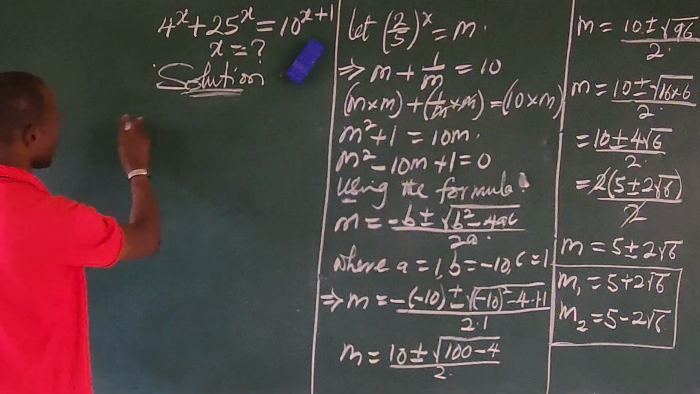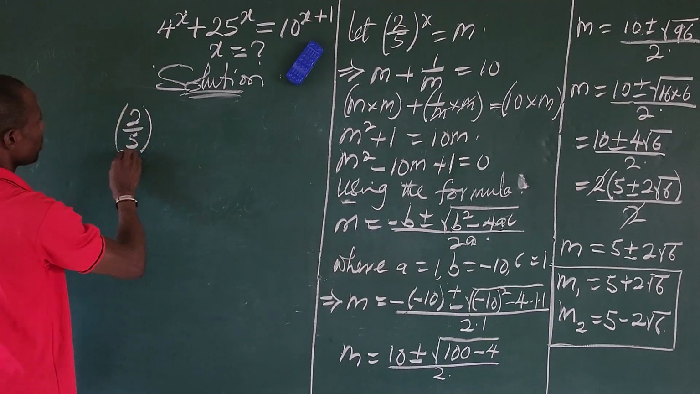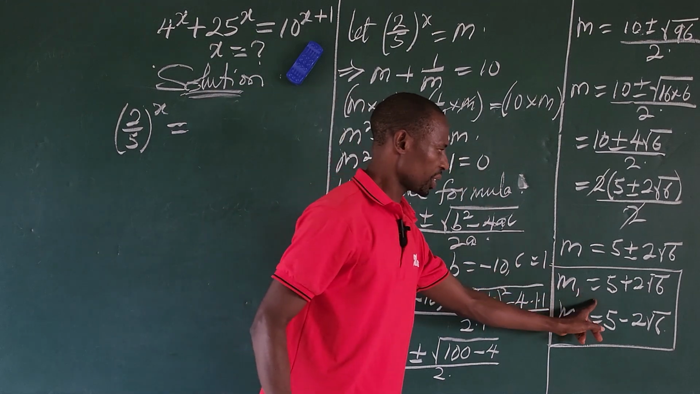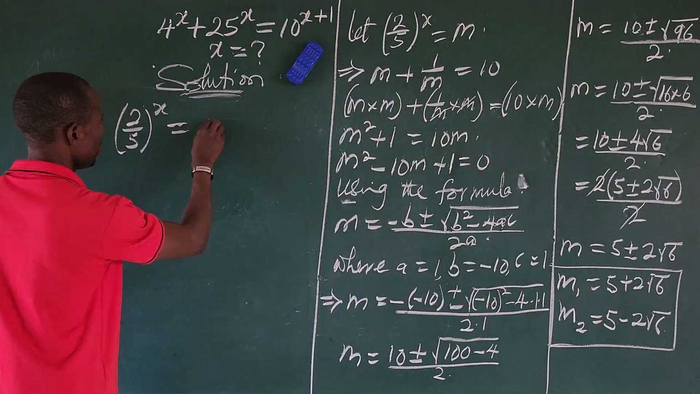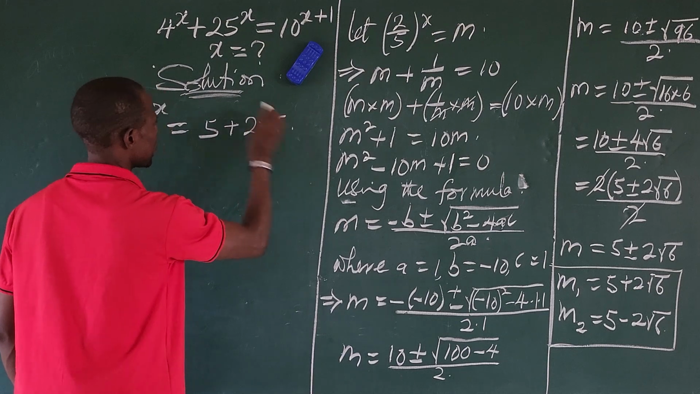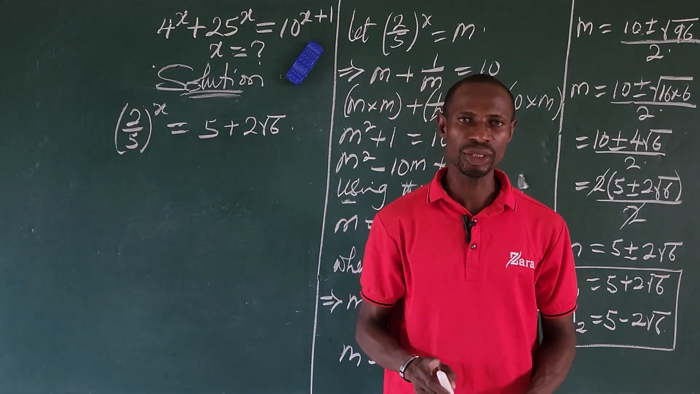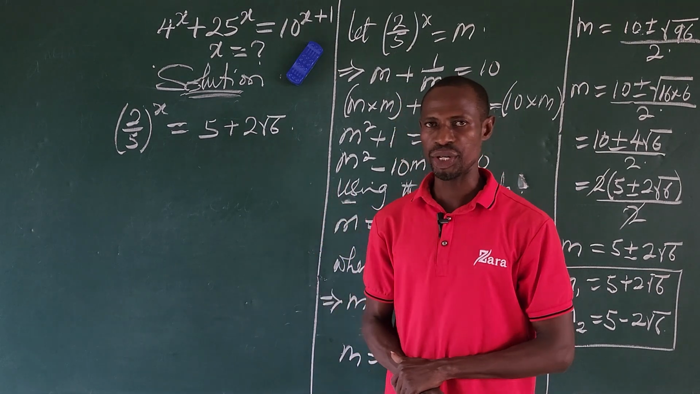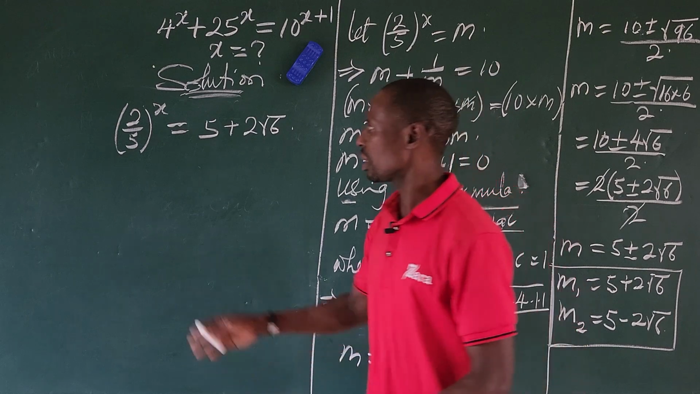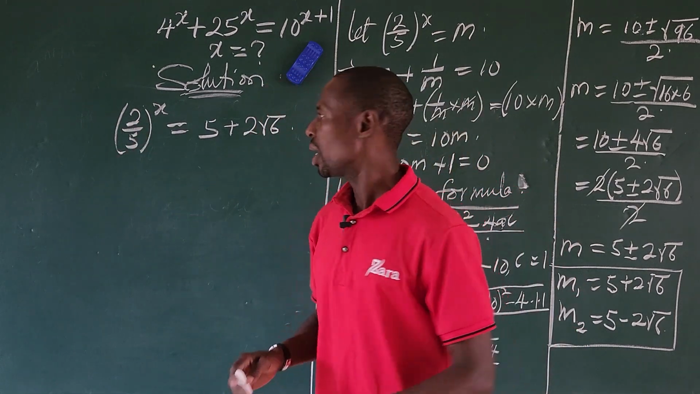So from here, we're going to have our 2 all over 5 all to the power of our x will now be our m1, which is what we have here. So let's just put in what we have there, 5 plus 2 root 6. What to do here is easy. All we just need to do is to log both sides of the equation. So we're going to take log to base 10. We could as well use log to base 2 all over 5, but let's go gradually. Let's take log to base 10.